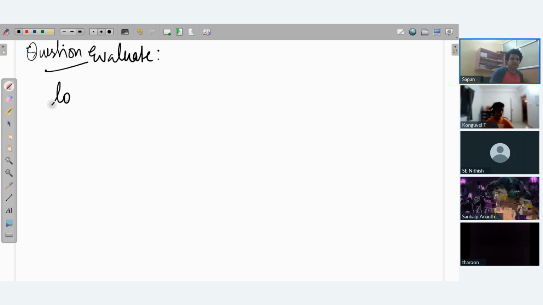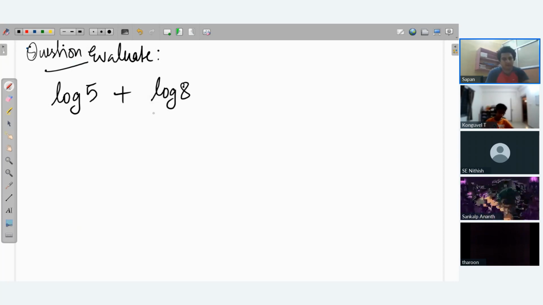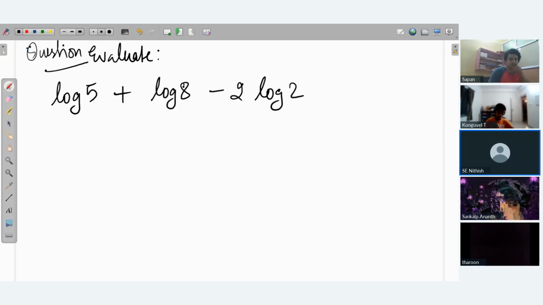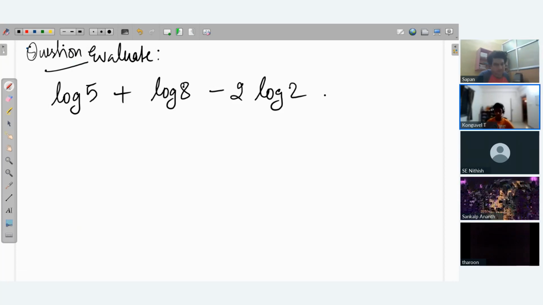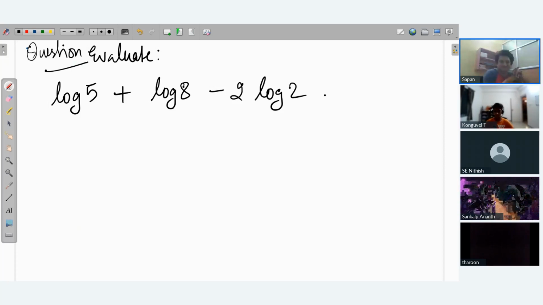Log 5 plus log 8 minus 2 log 2. Find it out. Is equal to? Simplify it. Oh, we just have to simplify it. Okay, so evaluate means like finding the answer, right? Should we evaluate or simplify, sir?